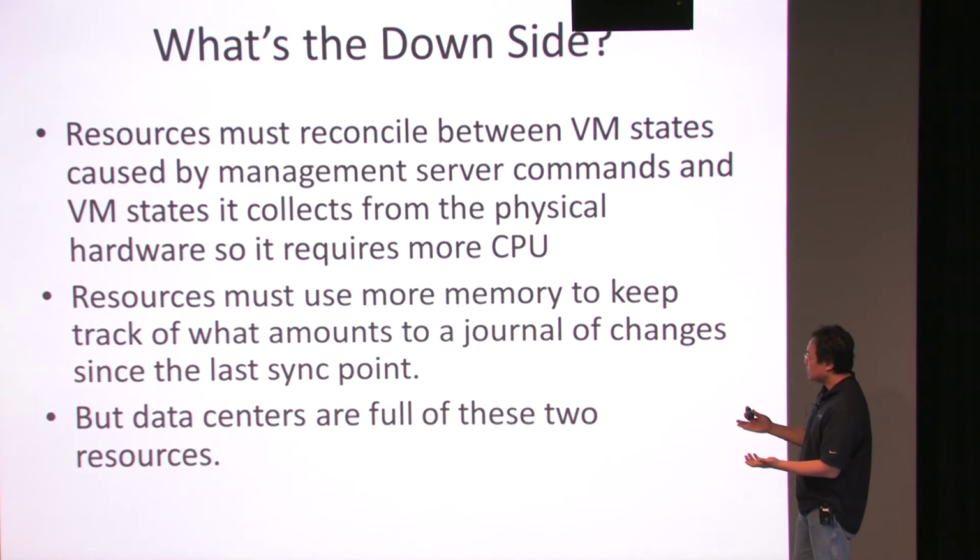But the great thing is that in the data center, these two resources are abundant. There's plenty. If one VM is not enough, you create another VM. Start off with 10, 20, 30 resources, and it will be plenty. So we're making use of things that are actually abundant inside the data center versus things that are not.